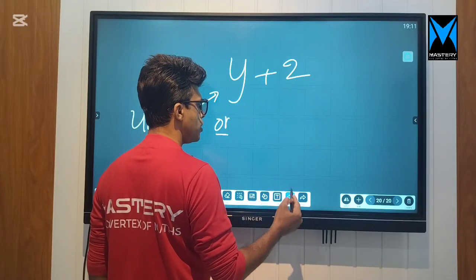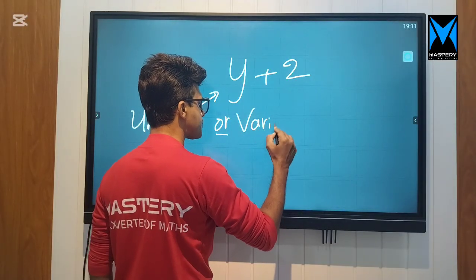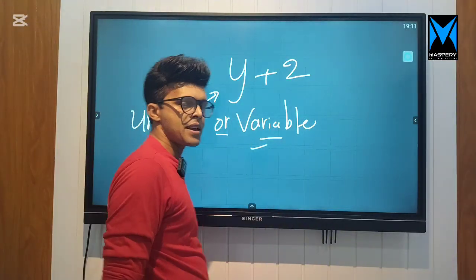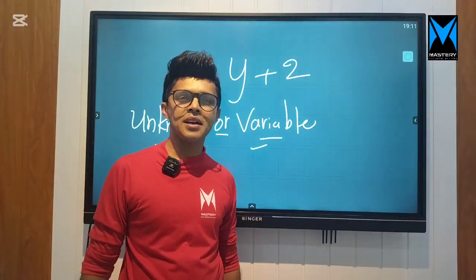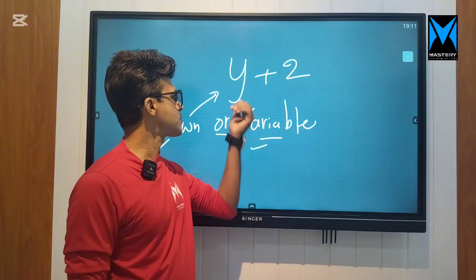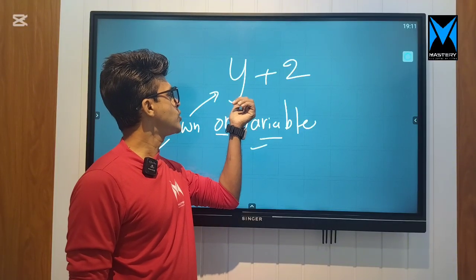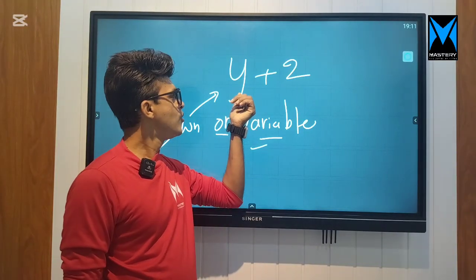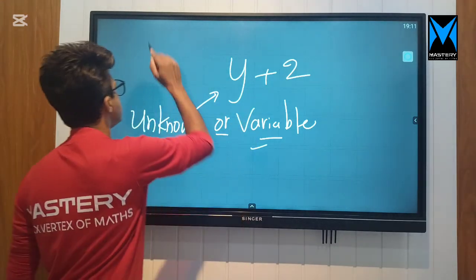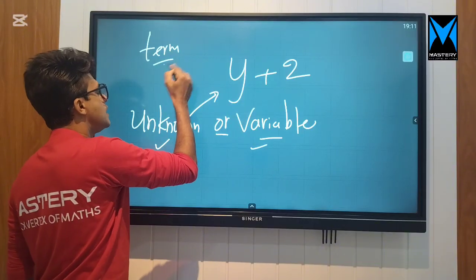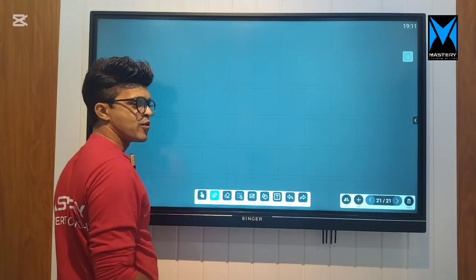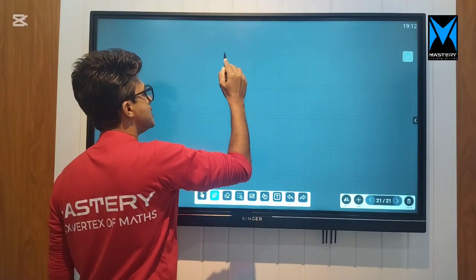Variable means this can be changed. Unknown, variable, same idea. This is a variable. Anyway, you need to know that this is a variable or unknown term. So really, in order to do the questions found in this lesson, there is no need to know more than that.